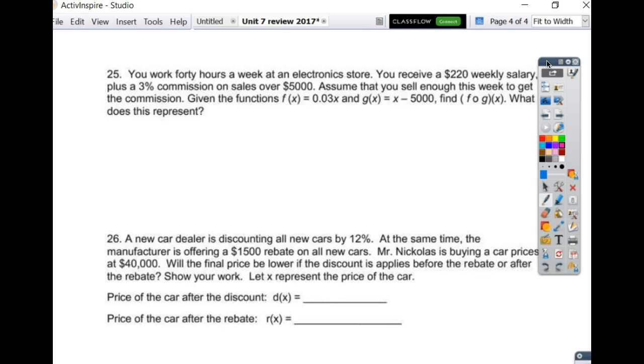So you work 40 hours a week at an electronics store. You receive a $220 weekly salary plus a 3% commission on sales over $5,000. Assume you sell enough this week to get the commission. Given the functions f and g, find f of g of x. So all of those words, what's the question asking you to do? You don't even have to read the whole equation to do it. It's really just a plug-in, f of g. Put parentheses around here and plug it in here.